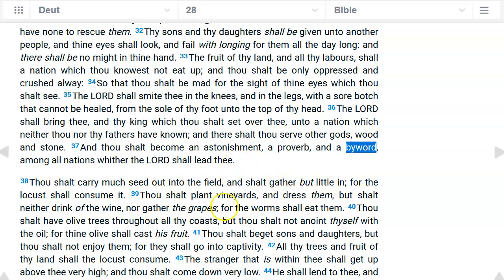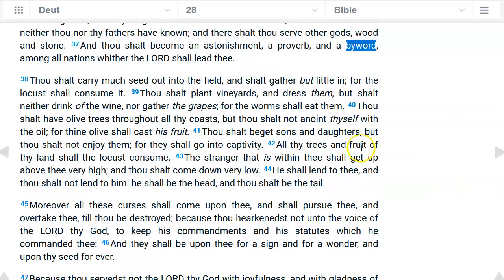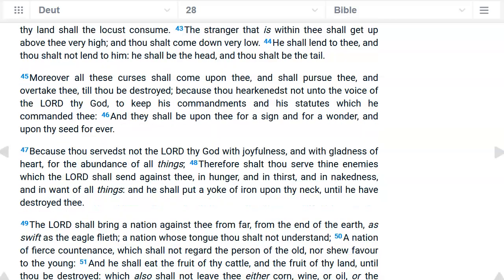Here's, just see. Thou shalt have. Where's it at? Stranger. This is another one that applies to them. The stranger that is within thee shall get up above thee very high, and thou shalt come down very low. He shall lend to thee, and thou shalt not lend to him. He shall be the head, and thou shalt be the tail. That is a sign. Again, I think they fit that.